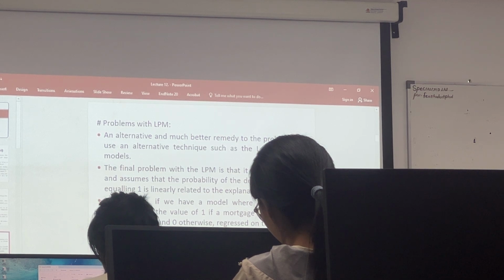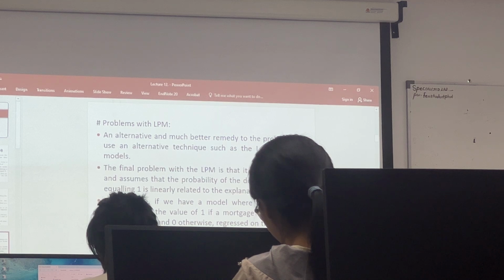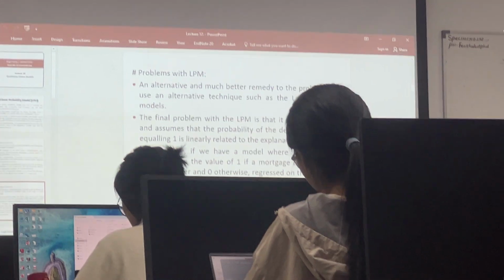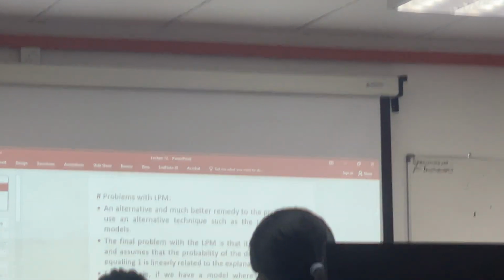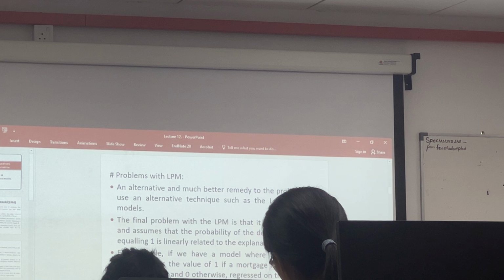The final problem with the LPM is that it is a linear model and assumes that the probability of the dependent variable equaling 1 is linearly related to the explanatory variable. For example, if we have a model where the dependent variable takes the value 1 if a mortgage is granted to a bank customer and 0 otherwise, regressed on the customer's income, the probability of being granted a mortgage will rise steadily at low income levels but change hardly at high income levels, meaning that it's no longer linear. So in certain situations it's not linear, but we assume it is, which means it's not a proper model.